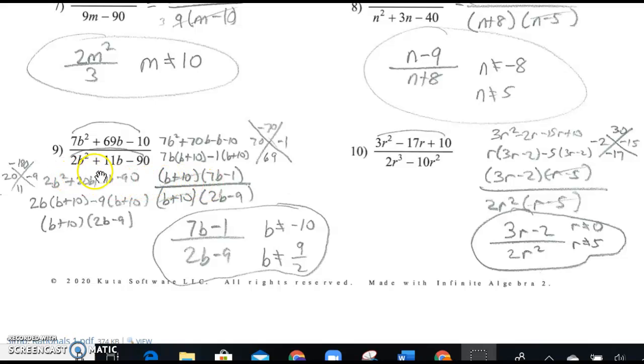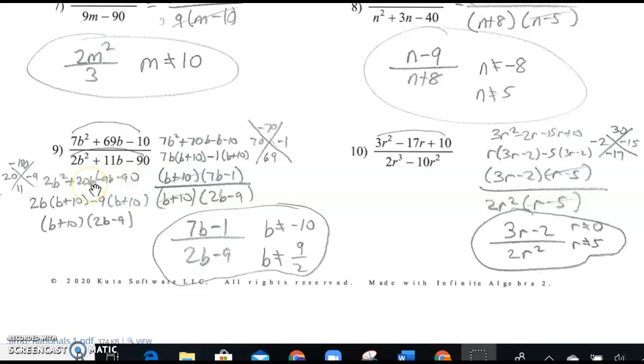The bottom part of the fraction has 2b squared plus 11b minus 90. Again, we have to do the AC method. 2 times negative 90 is negative 180. And numbers that multiply to negative 180 and add to 11 are 20 and negative 9. So we write it out in our factored form. 2b squared plus 20b minus 9b minus 90.